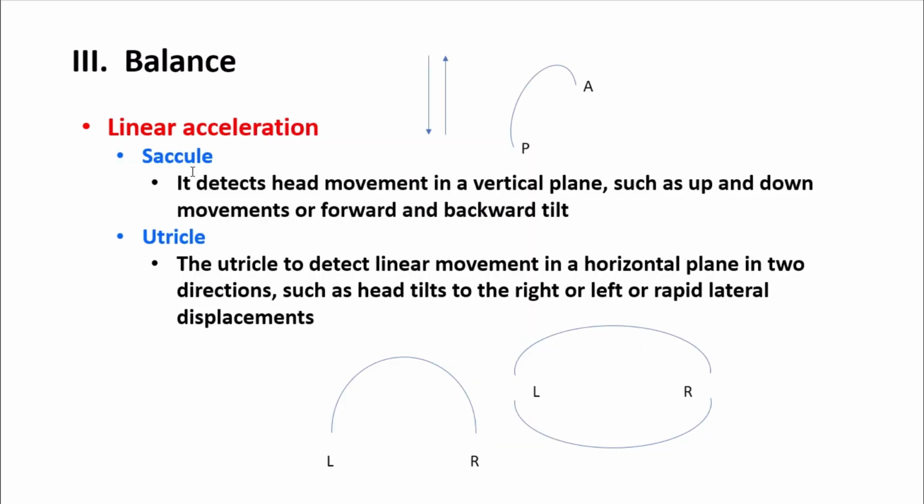The saccule is important for movement of the head up and down in a vertical plane, for example going in an elevator, or moving the head anterior to posterior. And the utricle is for moving the head left to right, or in a lateral displacement, sideways, going left to right. So both of them are important for linear acceleration. Comparing this with the semicircular canals and ducts, that was for rotational movements, and this is for linear acceleration and deceleration.